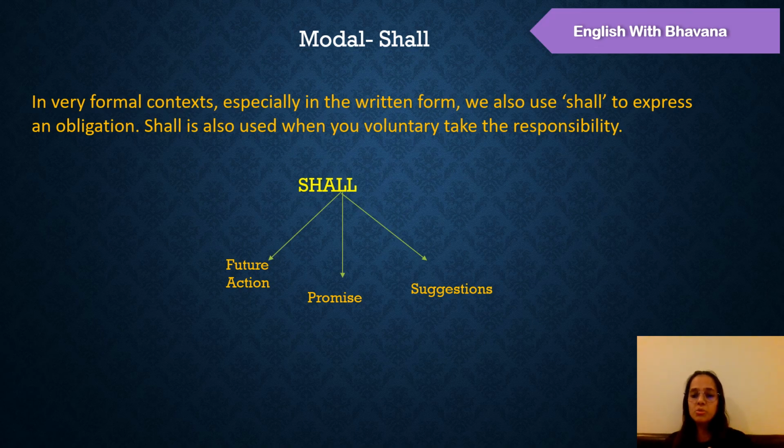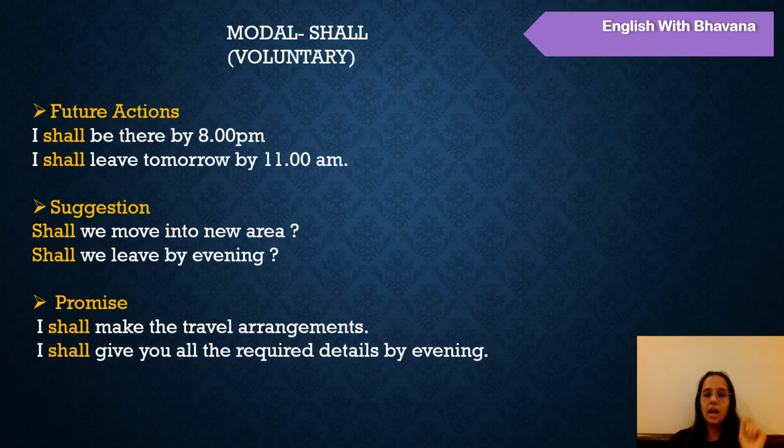For example, in the school there is a competition. I shall take care of all the preparation. So you voluntarily take the duty, the responsibility, on yourself. Okay. Now, shall is used for future actions as well, right? I shall be there by 8 p.m. I shall leave tomorrow by 11 a.m.